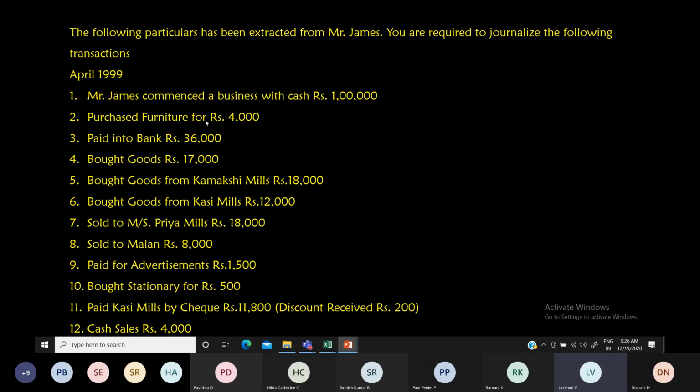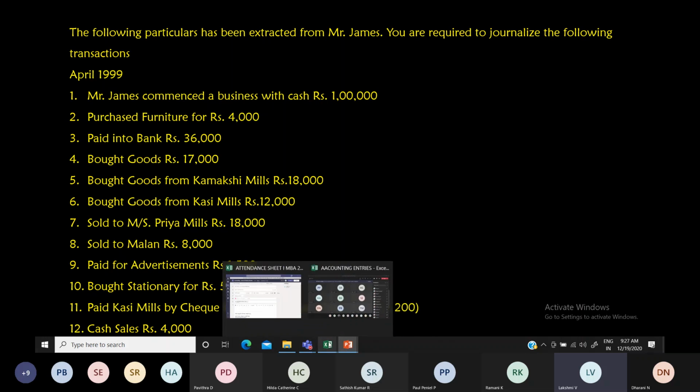So the first thing you must know is whether a particular item comes under personal account or real account or nominal account, which type of account it comes under. That you must know first of all. And then you must know why we are debiting, why we are crediting. So what is the rule for that? Okay, if you are thorough with that, you can easily pass all the journal entries. Logically, if you think it over, you can easily pass the journal entries.